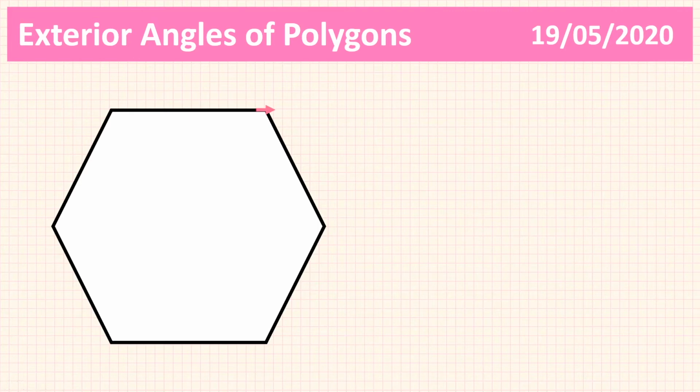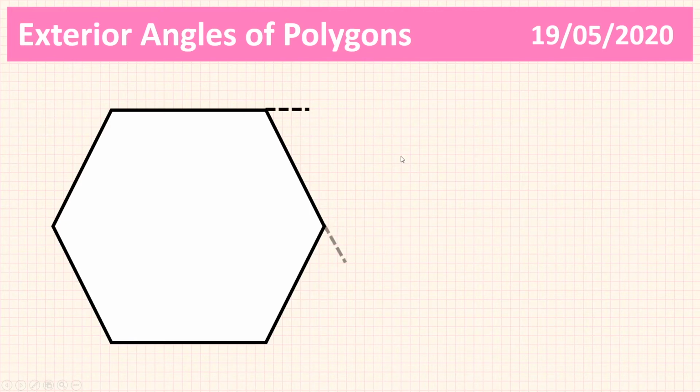Then I need to do a turn. So I need to do some turn here. That's an exterior angle. I'm going to do a turn. Then I'm going to go down that side. I'm going to do a turn. I'm going to go down that side. And I do a turn. I'm going to go down this side. And I do a turn. I go up this side. And I do a turn. And then I end up right back where I started.